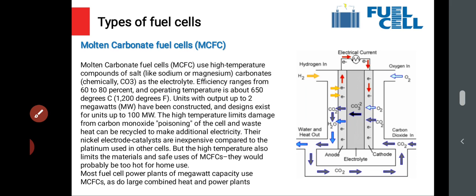Now, after discussing the three types of low temperature fuel cells, we will be having the molten carbonate fuel cell, which is a high temperature fuel cell. In this case, a molten carbonate high temperature compound of salt like sodium or magnesium carbonate is used as the electrolyte. Efficiency is 60 to 80%, temperature is about 650 degrees centigrade, output is up to 2 megawatt, design for 100 megawatt.